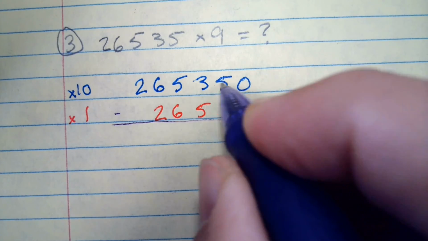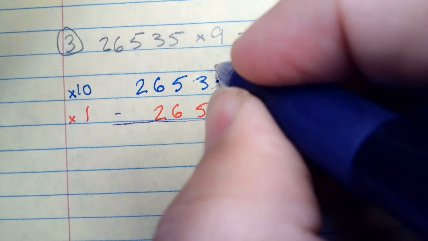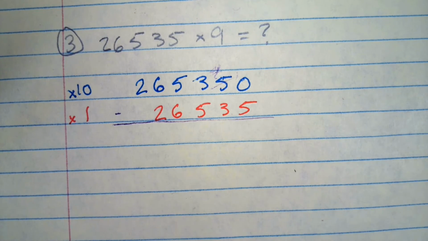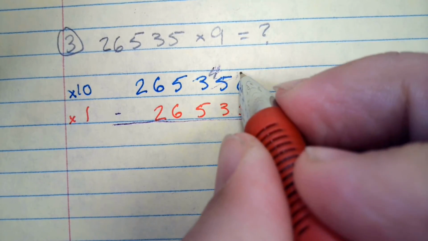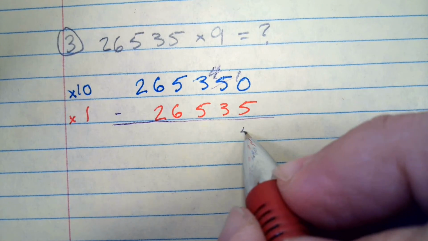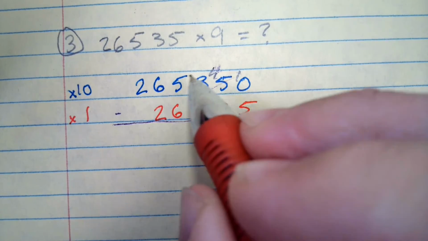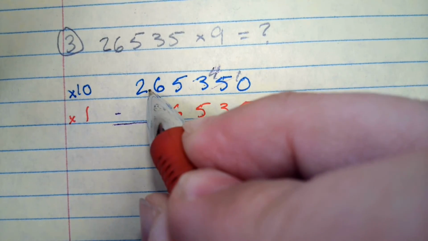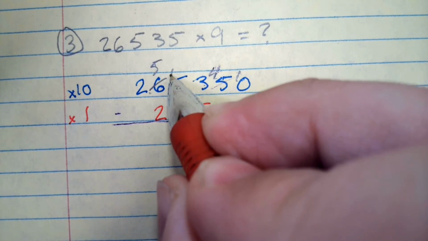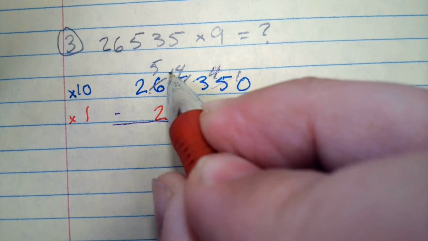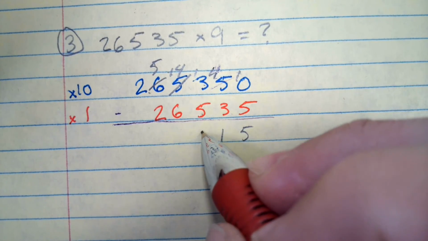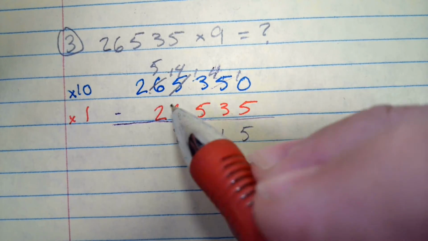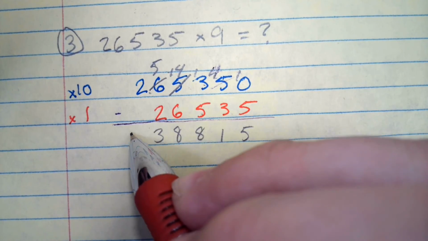And it looks like I need to borrow here. Sorry about the pen. Ten minus 5 gives me 5. 4 minus 3 gives me 1. Here I'm going to need to borrow again. Still going to need to borrow. I can borrow from here. And 13 minus 5 gives me 8. 14 minus 6 gives me 8. 5 minus 2 gives me 3, and then I can carry the 2 down.